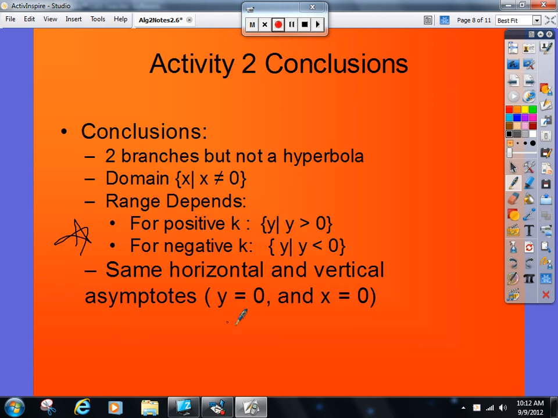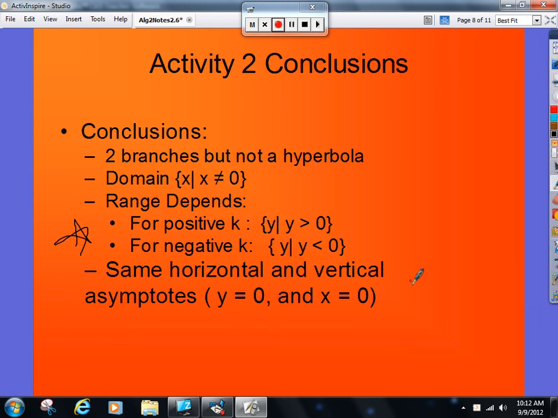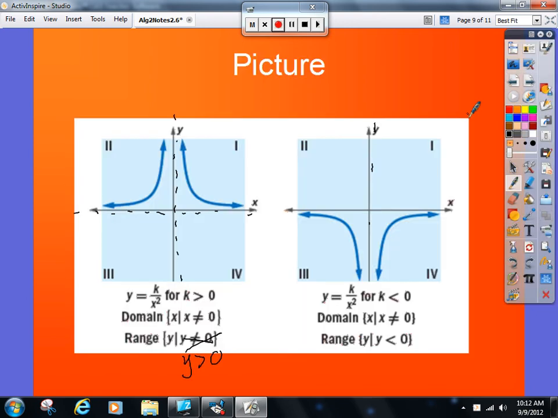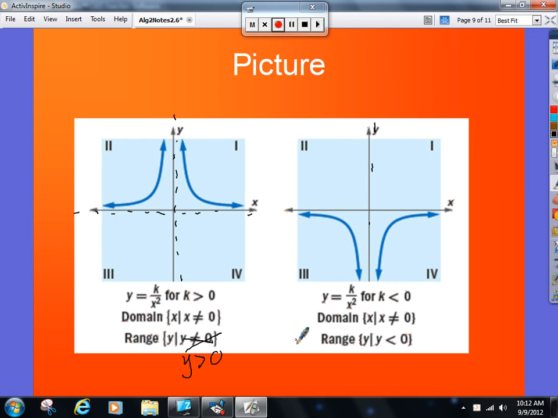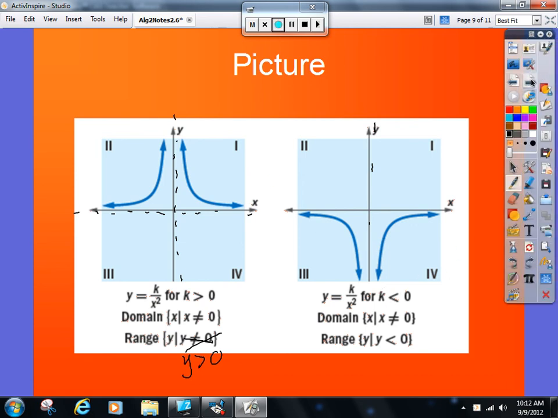Okay, the same horizontal and vertical asymptotes. They do still have those asymptotes. Please graph them, or else you will whine about it later when you miss points on your test or quiz. Okay, so I would jot this down for your notes. I think I made the correction. This is positive k. It's kind of a happier graph than the negative k, which is frowning. Not really frowning, I guess, if you have a weird mouth.